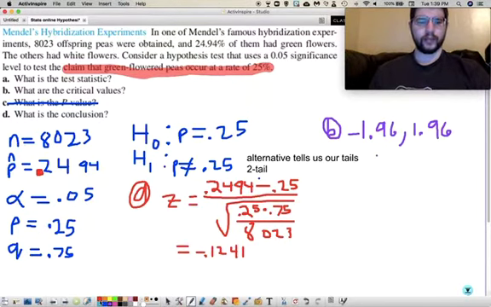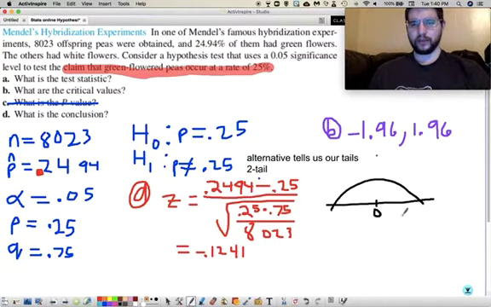Okay, C tells us to find the p-value, which we're not doing this time. We're going to do that next time. D tells us to find our conclusion. What do we conclude? Well, in order for me to do that, I need to see it. I need to draw it. So that's what I'm going to do right now. Sketch my curve.